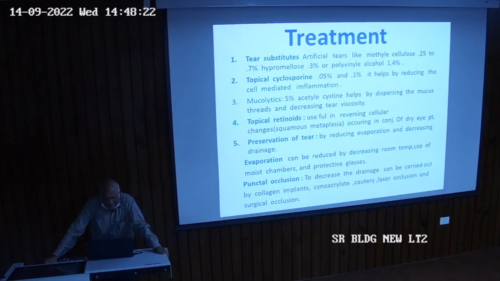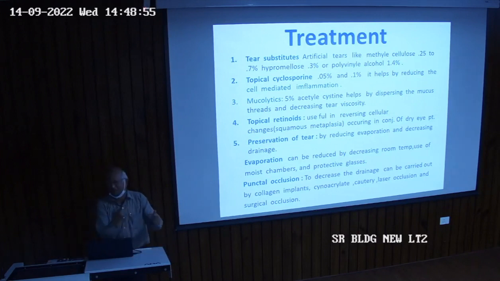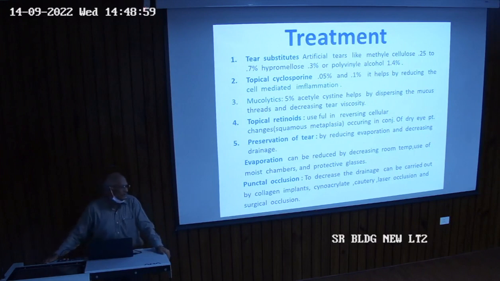To decrease the drainage can be carried out by collagen implants. There are silicone implants which are introduced into the puncta, so there will be no drainage and the tear will remain on the eye for a longer period. Or cyanoacrylate, a glue that causes adhesion. Cautery, laser: if you obstruct the punctum, that will also work. Laser occlusion, and surgical occlusion, suppose you put a suture in the punctum. These are some methods where we can prevent the drainage and evaporation.